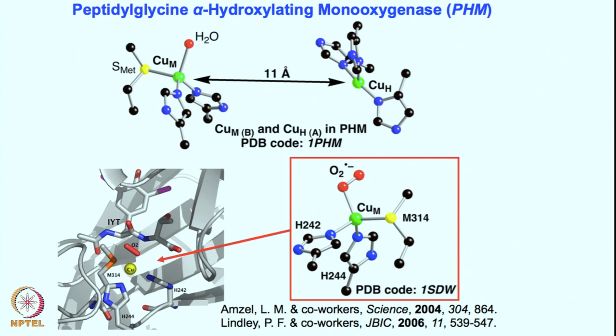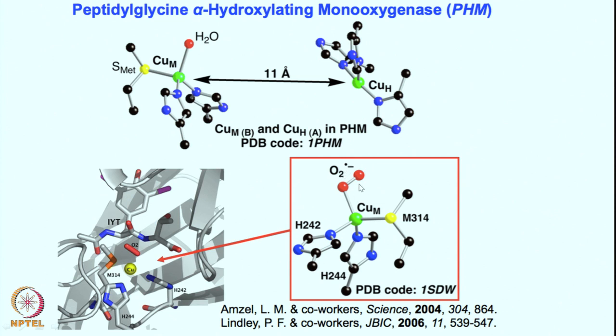A number of attempts have been made to get the crystal structure of such species. This is the reduced form of the species, which is also interesting, but most interesting is the one where oxygen is reacted with the copper center. After long deliberation and decades of effort, researchers were able to crystallize this intermediate, where clearly this copper M center is bound with oxygen. Now, this oxygen is turning out to be a superoxide species.